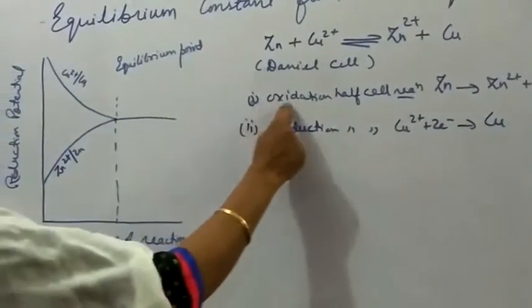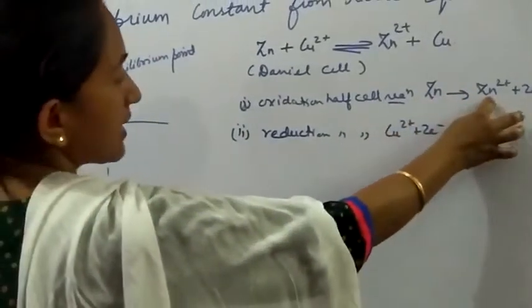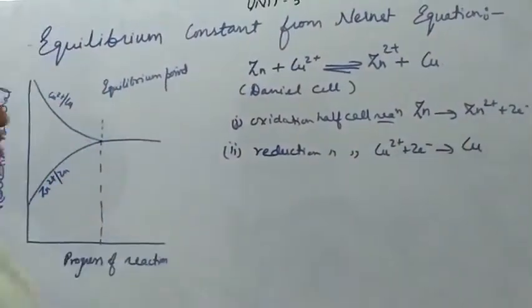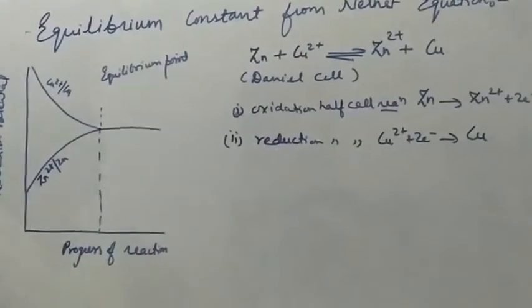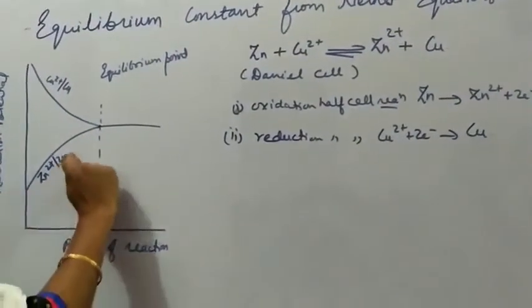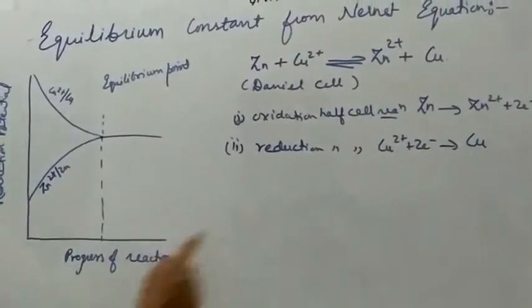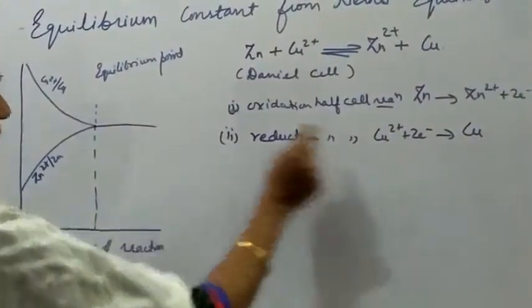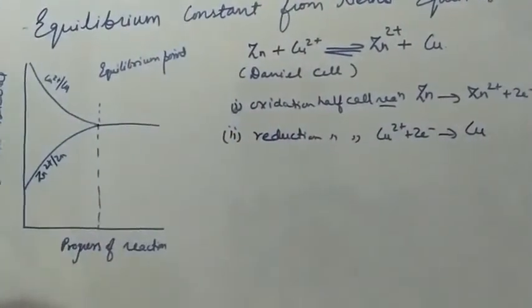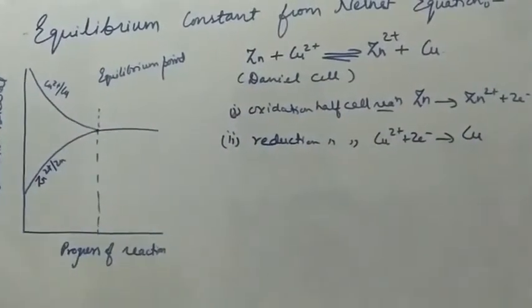Now when I say the oxidation half cell reaction is going on, you can see that on the product side we have an increased concentration of the zinc ion. So if the zinc ion concentration increases, there will definitely be an increase in the reduction potential, which is shown in the graph. Whereas in the reduction half cell, the concentration of copper ion is decreasing. So when the copper ion concentration decreases, there will be a decrease in the reduction potential of the copper electrode.